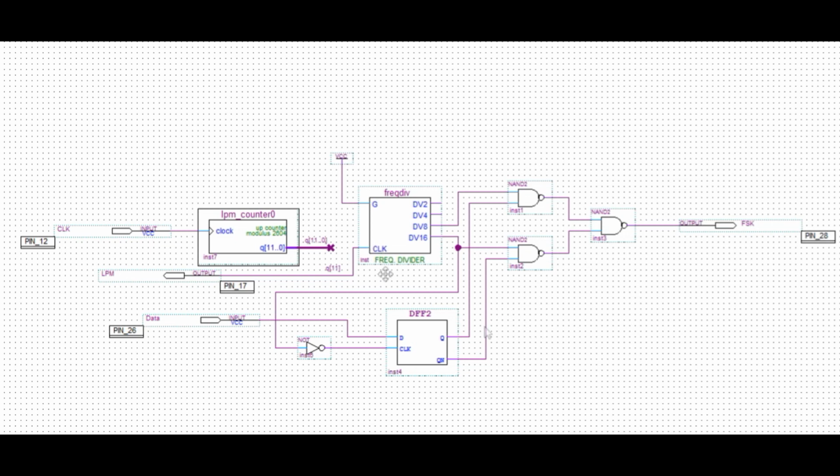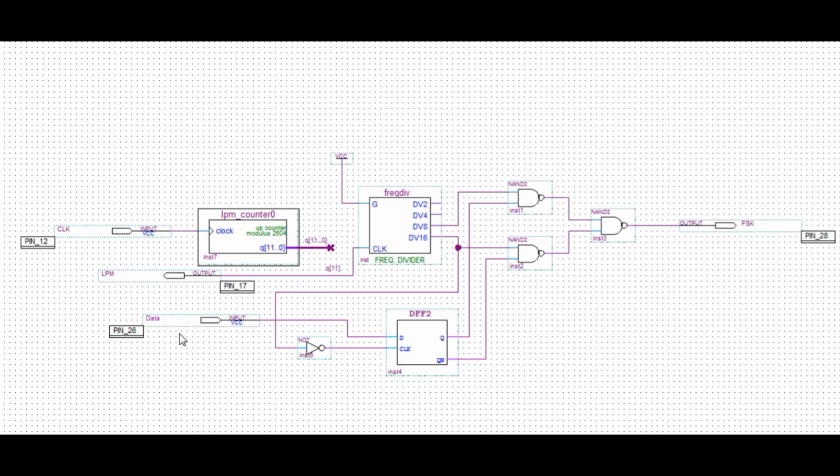So we have two outputs of this frequency divider. We have a divide by 8 and a divide by 16. Now the divide by 8 will give us 2400 hertz, that's a mark, and a divide by 16 will give us 1200 hertz, and that's a space. Now the two outputs are fed into two NAND gates, and these are gating NAND gates, and they gate the appropriate frequency depending on the input data.